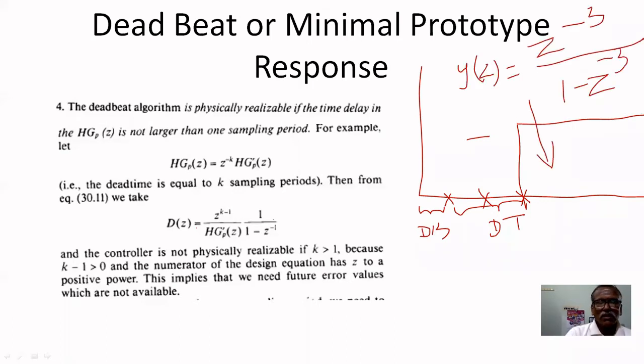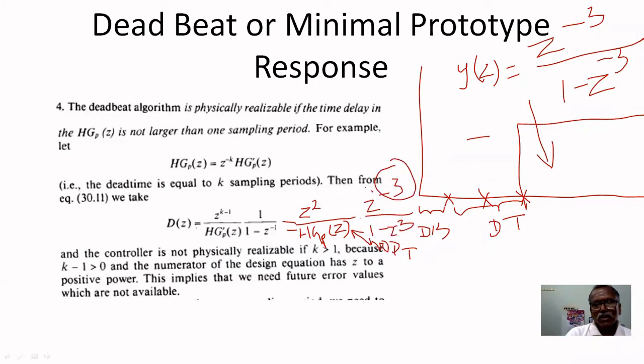Now what is the controller? The controller, for a dead time of 2 sampling periods, will be z power plus 2 upon HGP of Z without dead time, this is the denominator without dead time, into z power minus 3. Now we included the dead time also: 1 minus z power minus 3. If you combine these two, you will get z power minus 1. That is, the numerator has no positive power of z. That's why it is physically realizable.